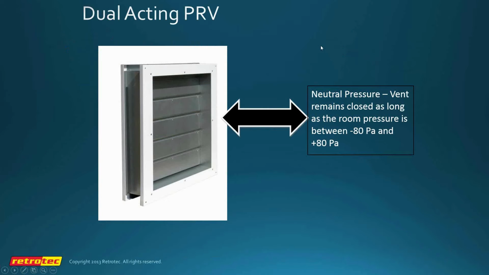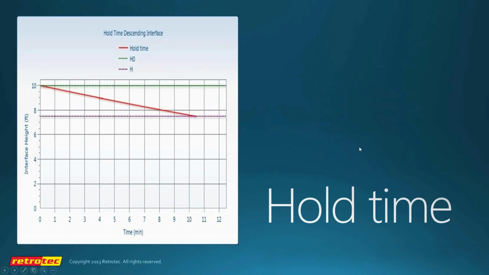So we're just going to touch on PRVs for a moment. A lot of you aren't aware of the fact that there are what we call dual-acting PRVs, PRVs that open in both directions. They're a little bit, well, maybe twice as expensive as single-acting PRVs, but they're well worth it. The installation cost is reduced, so it's a new group of products that are out there.